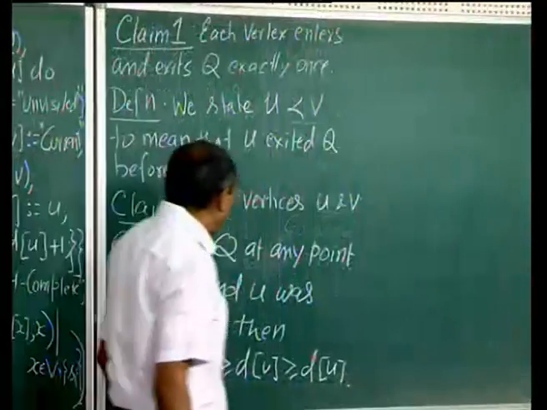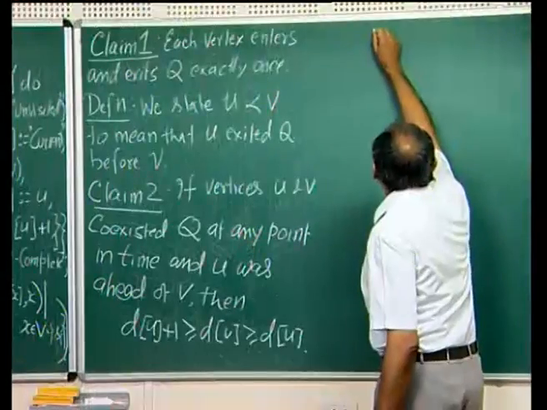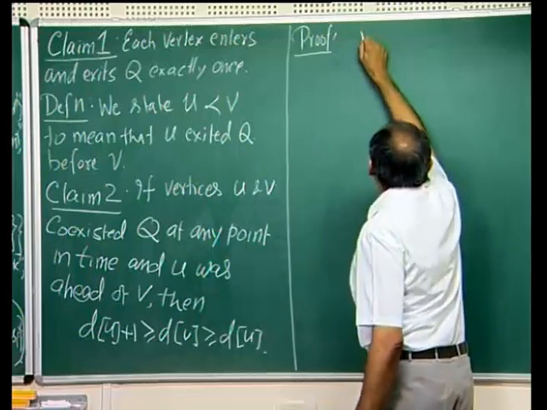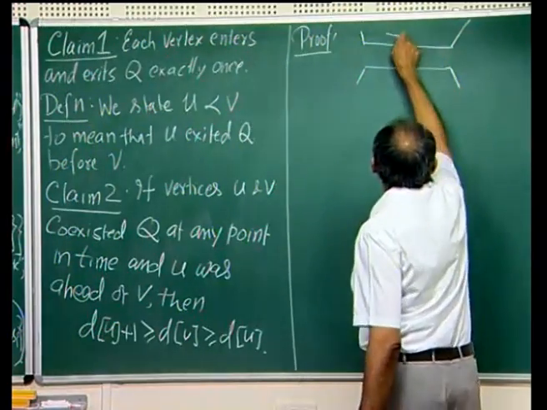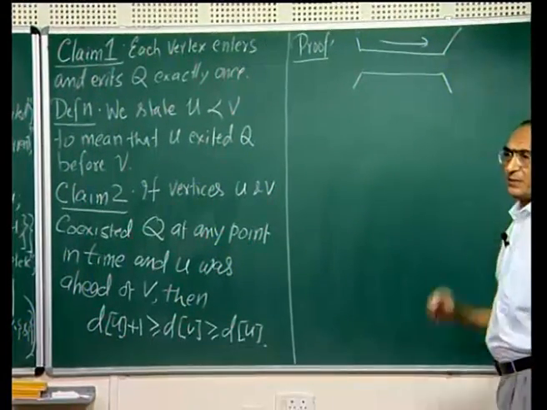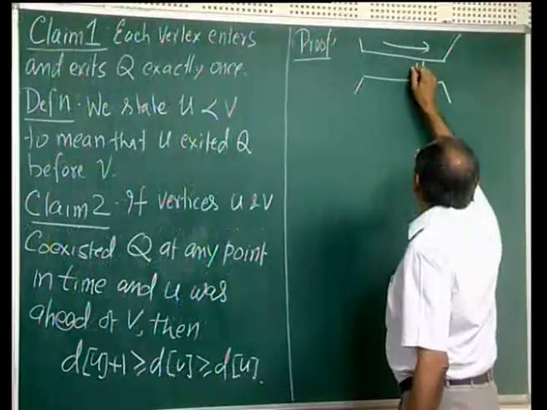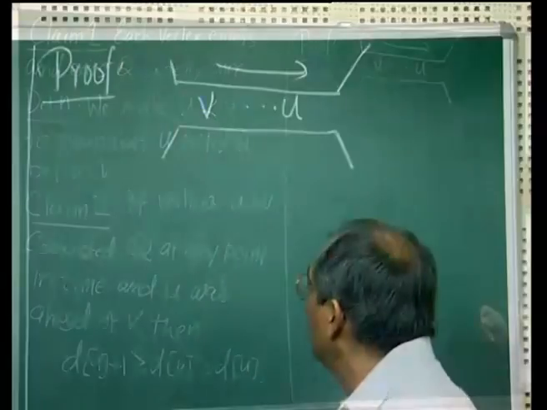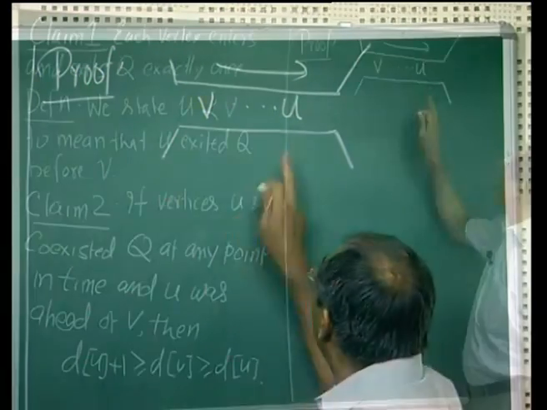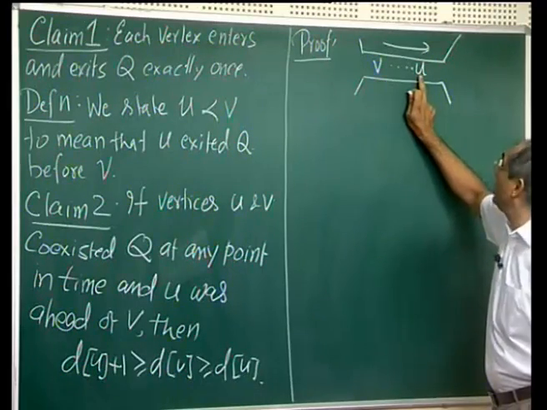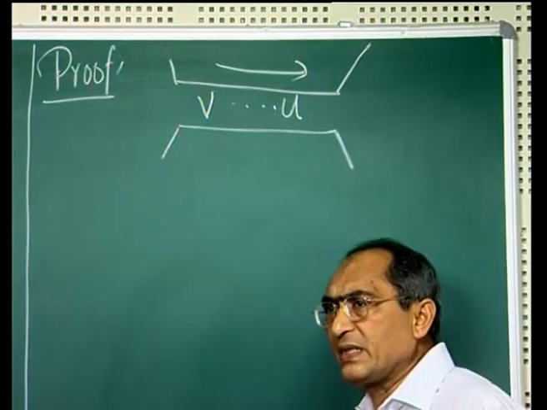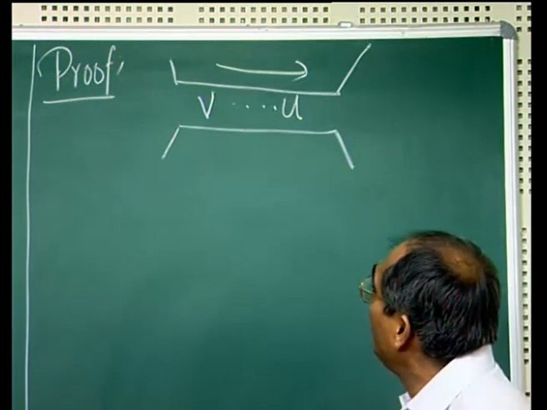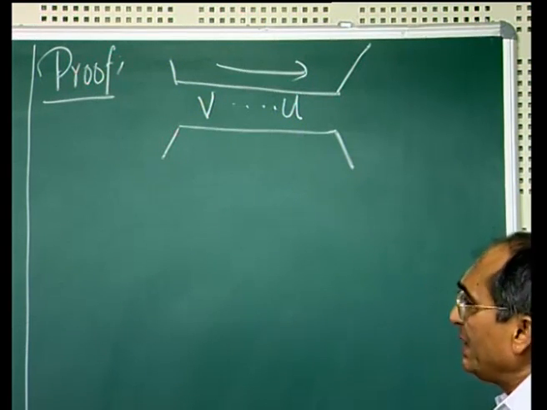So, let me explain what I mean by this claim. Let me write down here that this represents the queue, where the elements exit from this end, and at some point in time u was somewhere here and v was after it. So, the claim says that the difference of the d value of u and d value of v cannot be more than 1, and d of v cannot be less than the d value of u. So, we will prove this claim by induction on the iterations.